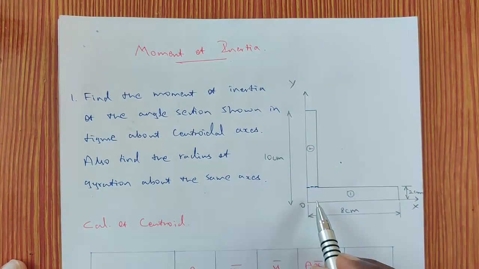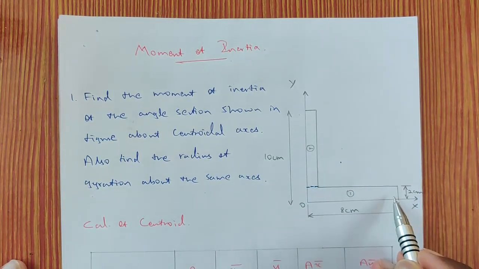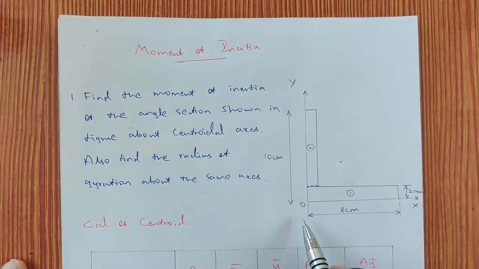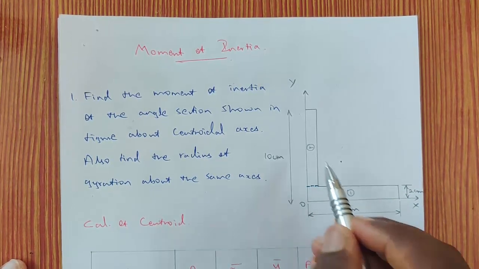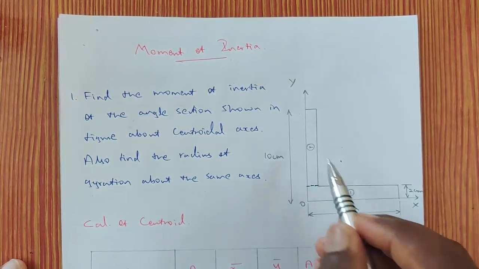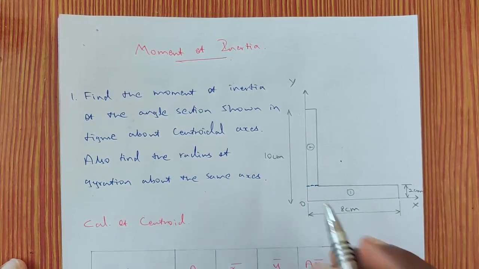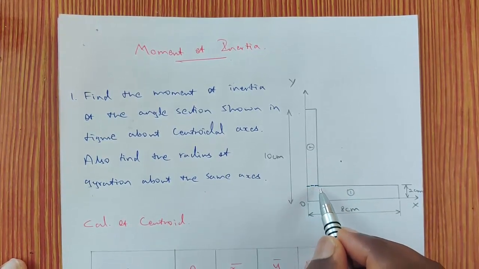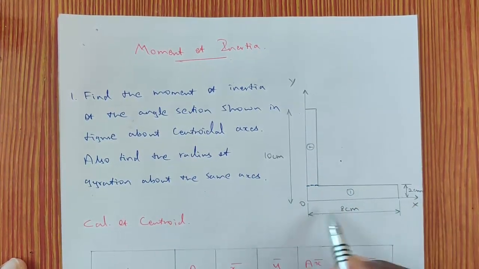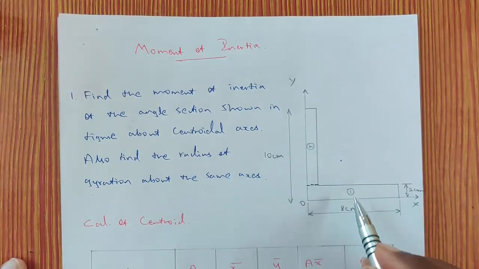Whenever we are approaching a problem, if we have a composite section, we have to split the composite section into regular sections. Here we have two rectangles that are combining to make an L section. This is how I have split it. This is rectangle number 1 and this is rectangle number 2.